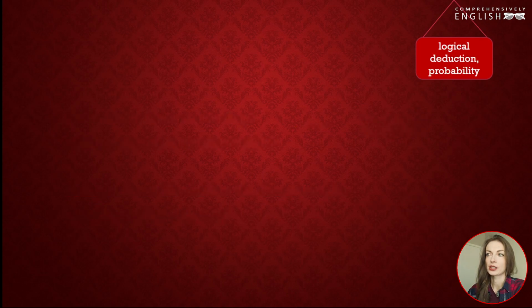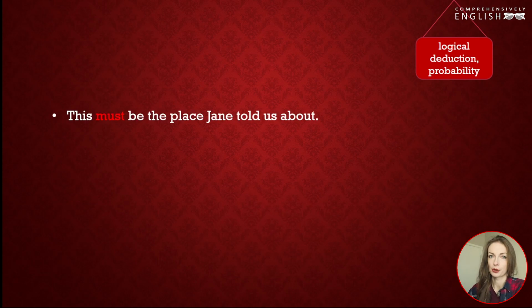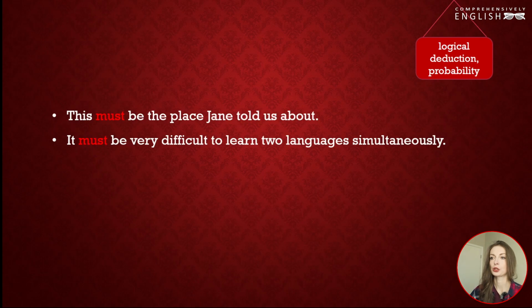Okay, must can express logical deduction and probability. This must be the place Jane told us about. That's my logical deduction because I followed her instructions, and I presume that this is the place. Chances are that this is the place Jane told us about. It must be very difficult to learn two languages simultaneously. I presume that it's very difficult. I believe so, and I'm pretty sure of it, because everybody knows that learning one language is not easy, but learning two languages simultaneously must be exhausting.